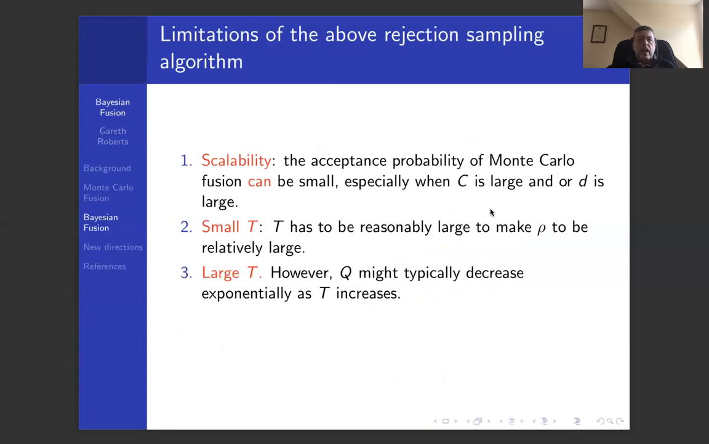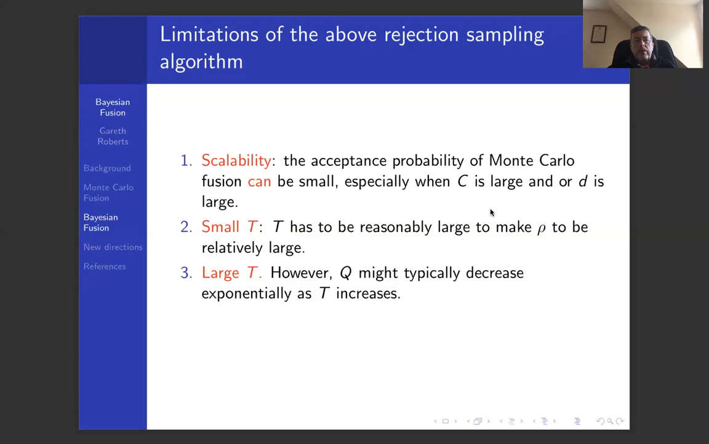But there are limitations of the rejection sampling Monte Carlo fusion algorithm. Scalability is the first thing. So these acceptance probabilities can be small, especially when the number of cores is large and also when the dimensionality is large.